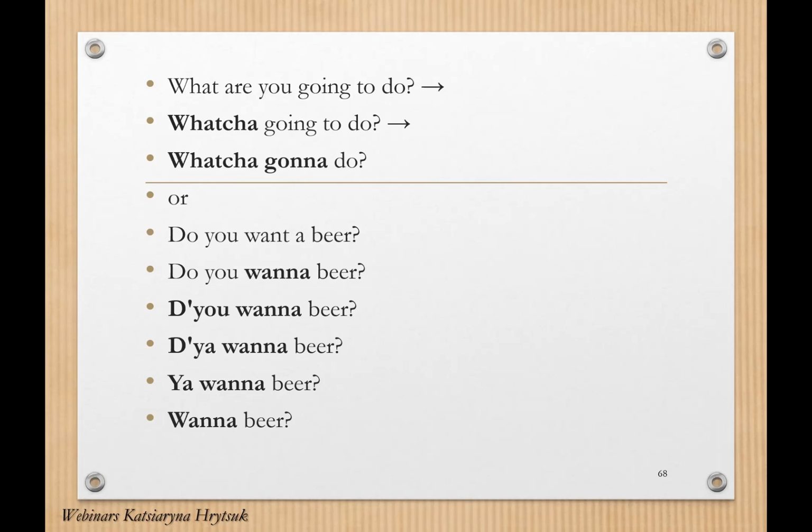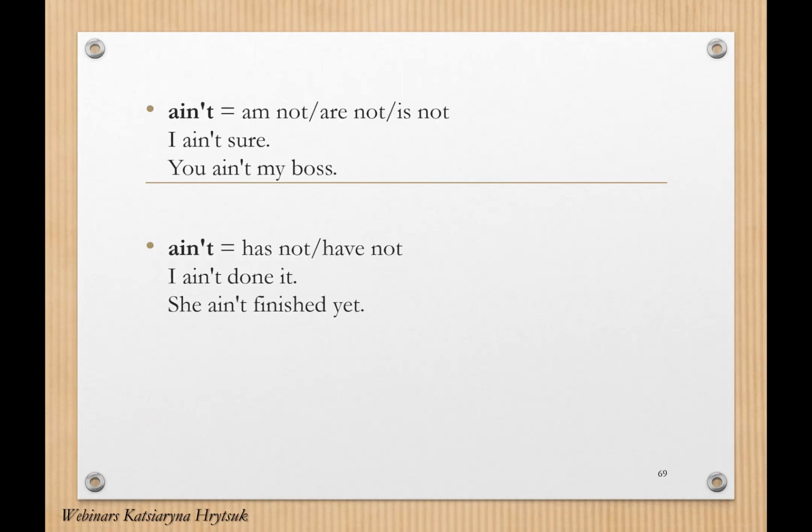Okay, so next, the short forms: was not, am not, are not, isn't. "I'm not sure" becomes "I'm unsure" in speech. You are my boss. You are not my boss. Very interesting that the same form you can use for the verbs has and have in negative. She hasn't finished yet. She ain't finished yet. They change completely in spoken English.